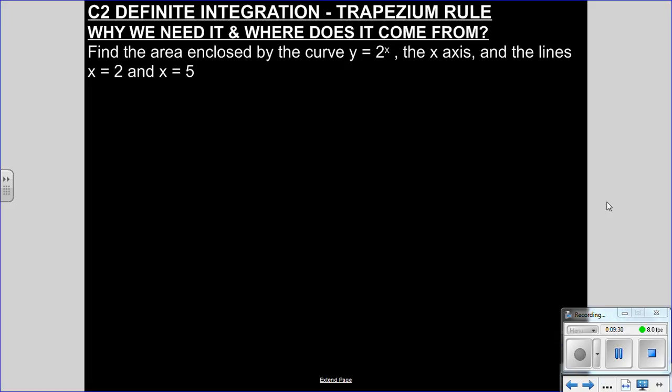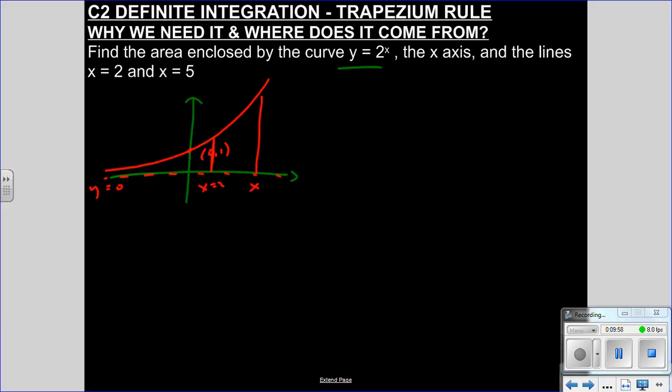So why do we need it, and where does it come from? Essentially, if I had this curve here, y equals 2 to the power of x, so we know what that looks like. There's an asymptote, remember, at y is 0. And there's 2 to the power of x. We know when x is 0, it crosses through 1. So there's our curve. It wants us to find the area enclosed by that curve and the lines x equals 2 and x equals 5. So x equals 2, x equals 5.